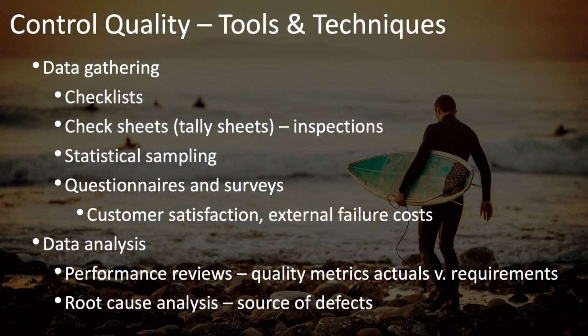Tools and techniques include checklists that you can use to make sure that you're following all of the right procedures and all the right steps. Check sheets, which you'll remember are tally sheets that are particularly useful in inspections to mark what kinds of defects you're finding. Statistical sampling, if you're not doing 100% inspection, you'll be doing statistical sampling. And it's important to know how to pick good samples. You may also be using questionnaires and surveys to measure things like customer satisfaction to help measure the external failure costs.